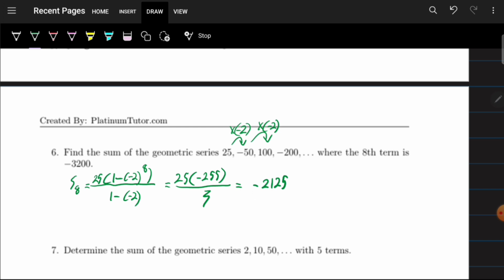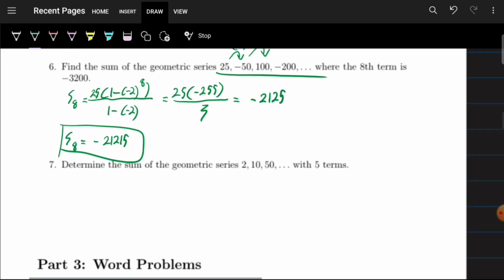Why is the final answer negative? Well, because in this geometric series, we have negative numbers as well. And just the way it works out is when we add all the terms up here, overall, they come out to be a negative value. Okay, let's do the next problem.